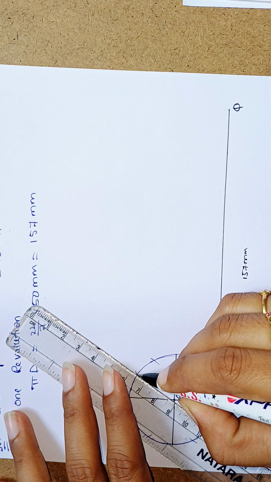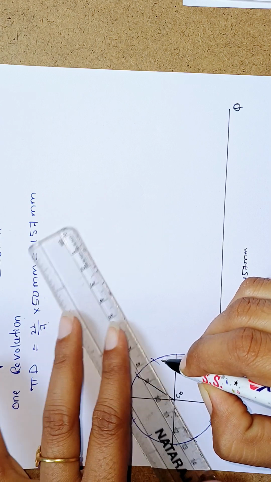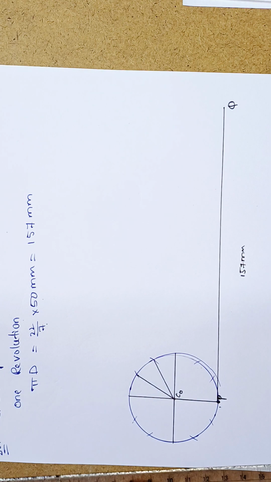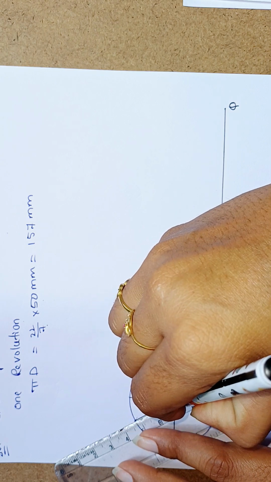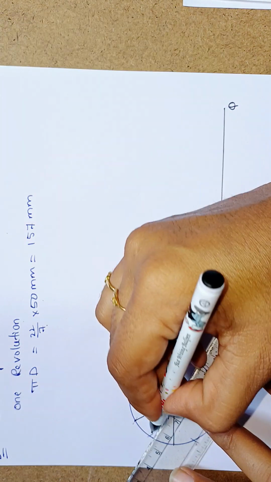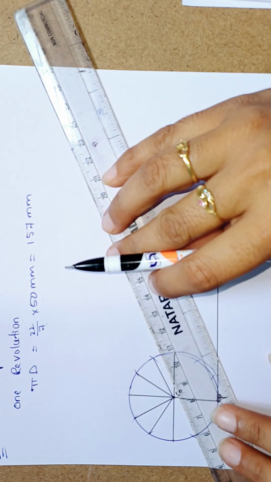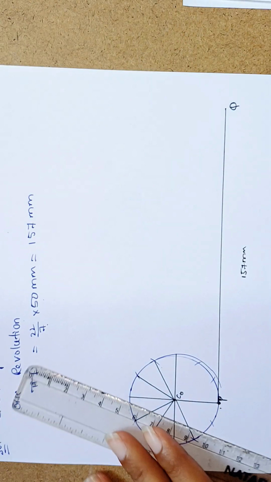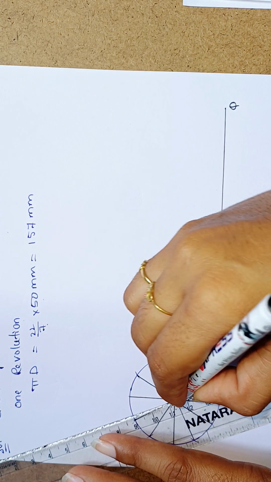Then you get 12 equal points. Then join the points from C0. Similarly, consider the circle divided into 12 equal parts, and join the same centers with the 12 points.